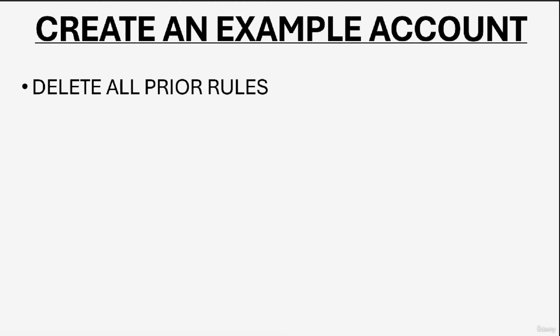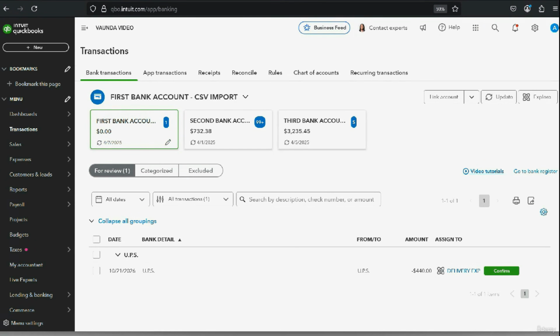So the first thing we need to do is delete all of the prior rules so that even if you did not make a mistake in creating the prior rules, it will still not have any kind of effect even if you have a problem with your account. So let's go ahead and do that together.